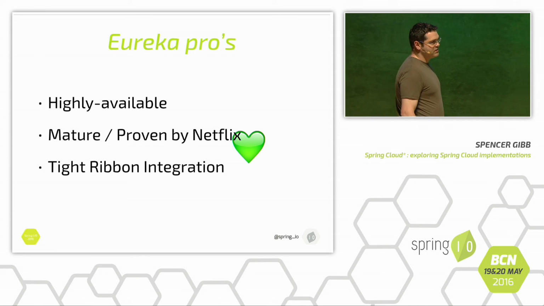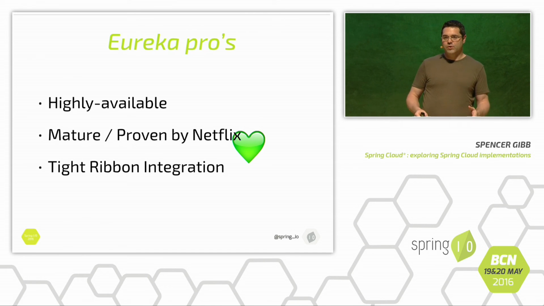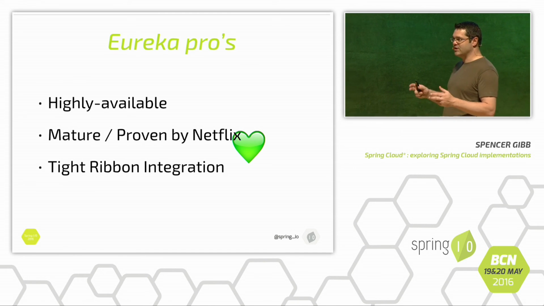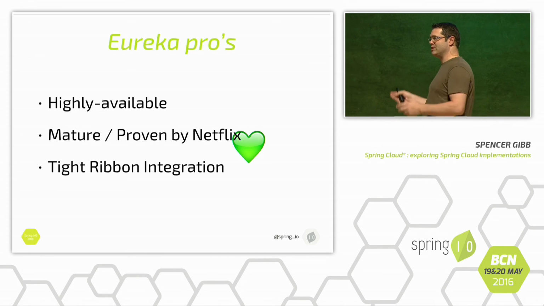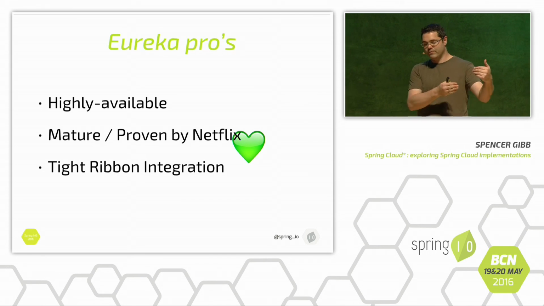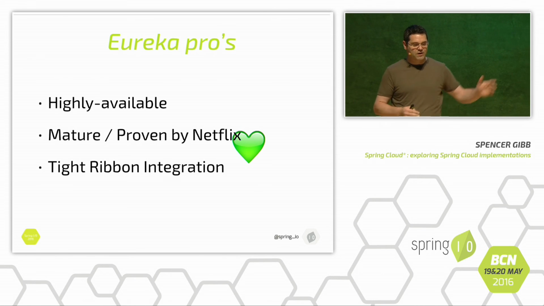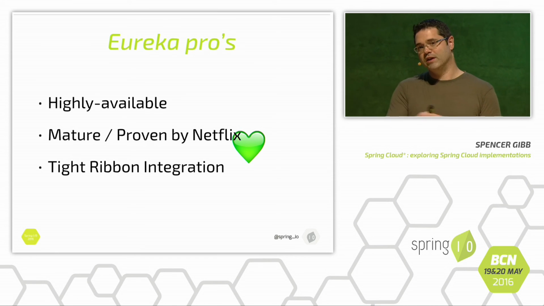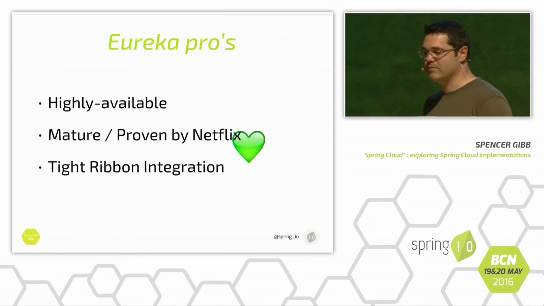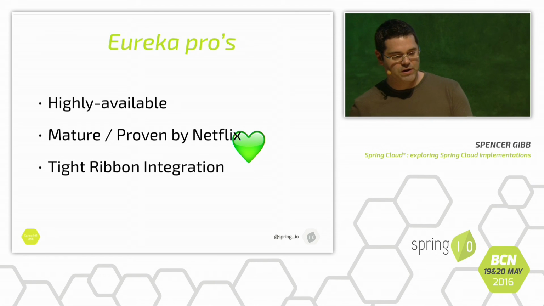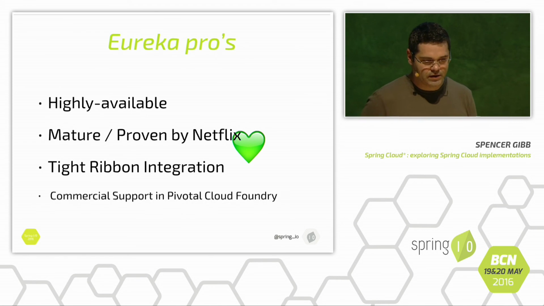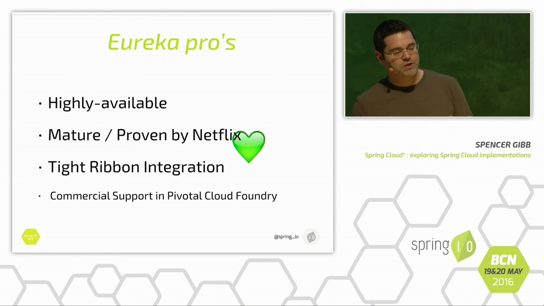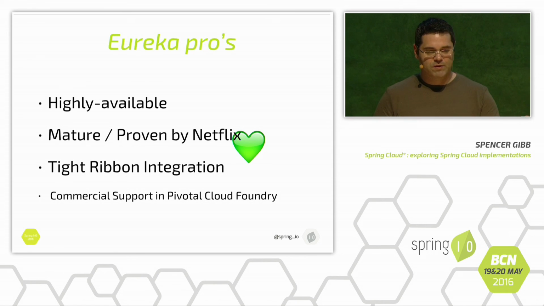Ribbon is the client-side load balancer. So you have like Apache or Nginx or in the hardware world an F5, right? That's a proxy load balancer that sits in front of a network. Ribbon is a client-side library, and it does load balancing at the client level. And there's tight integration between Eureka and Ribbon. Again, this is the one that we chose to support commercially on Cloud Foundry first because of some of these pros.